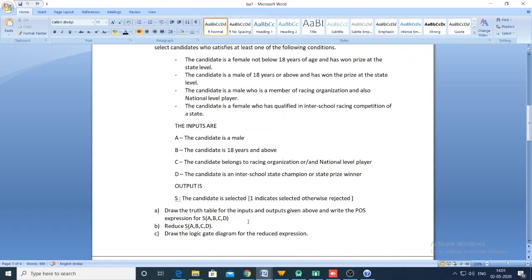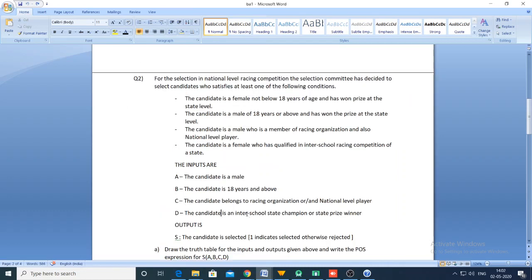When you look at the problem once again, for the selection in a national level racing competition, the selection committee has decided to select candidates who satisfy at least one of the following conditions. So it means 4 conditions are given. If the candidate fulfils at least one of the 4, any one, then he is selected.